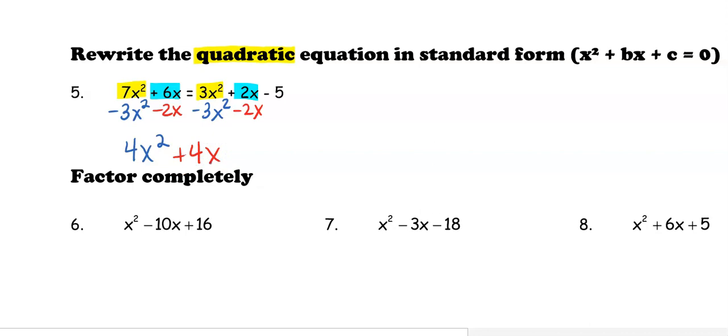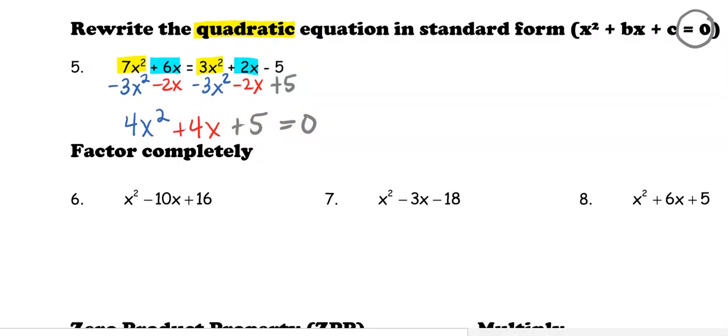And if you notice in your standard form, it's set equal to 0. So we want everything to be over there on the left. So I need to move this 5 over. Now I have it in standard form. 4x squared plus 4x plus 5 equals 0. This is the way we need to use it for factoring. We always have to have it set equal to 0 if there's an equal sign.